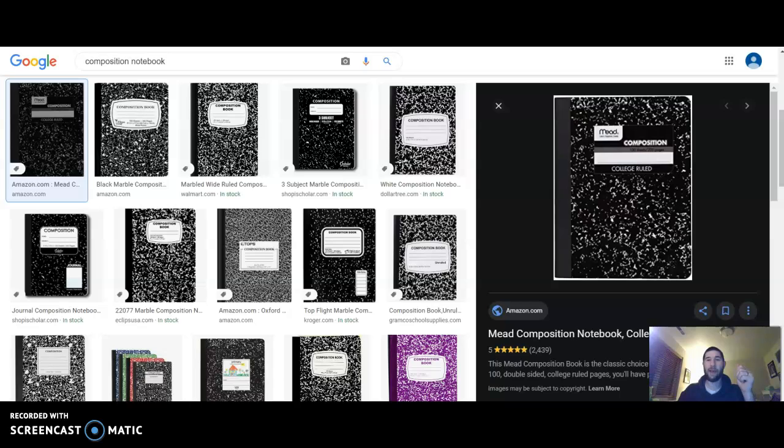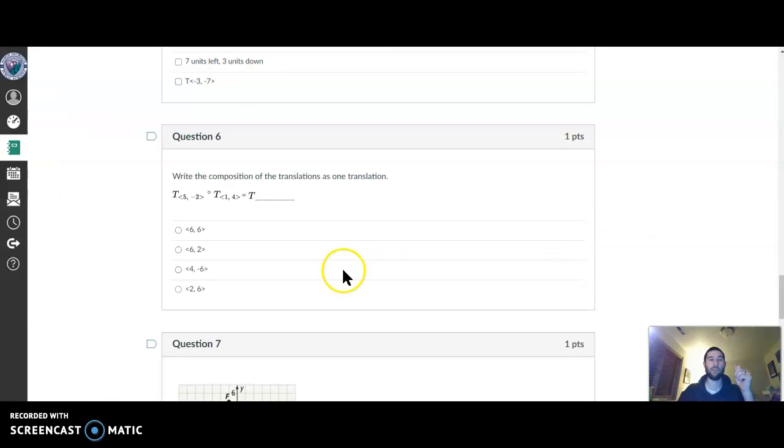So what's happening then with our translation? Well, we are composing that. Think about when you do something in band, you're making it, right? You're composing 2 translations at once. This translation's going 5 to the right and 2 down. This translation's going 1 to the right and 4 up. Ladies and gentlemen, if you do multiple translations, all that really means is you're adding and subtracting them together.